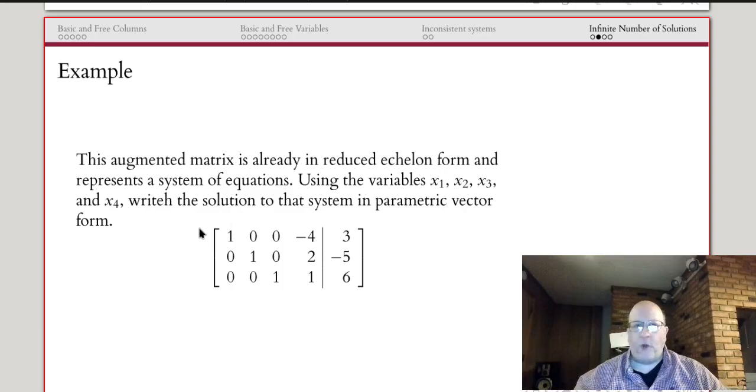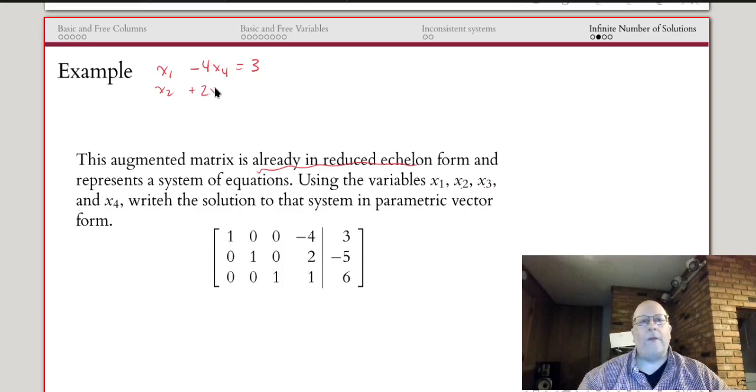We're not going to do the row reduction here. This augmented matrix is already in reduced echelon form. And we're going to use the variables x1, x2, x3, and x4. So the equations as they are written here are x1 minus 4x4 is equal to 3. x2 plus 2x4 is equal to negative 5. And x3 plus x4 is equal to 6. And x4 itself is free.